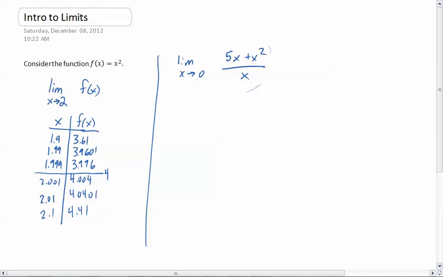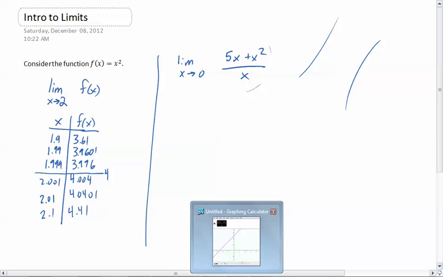You may say, well, yeah, but that's going to be an asymptote, because I know when I divide by 0, it's going to go up to this and down to that. Well, that's not actually the case. Anyway, we're going to go ahead and look at a graph.